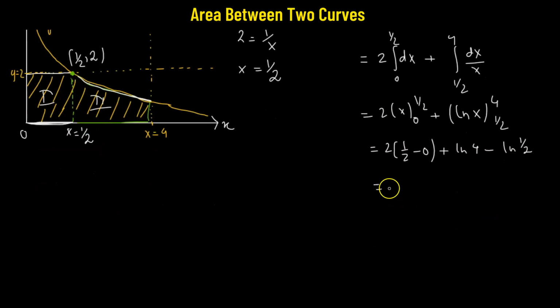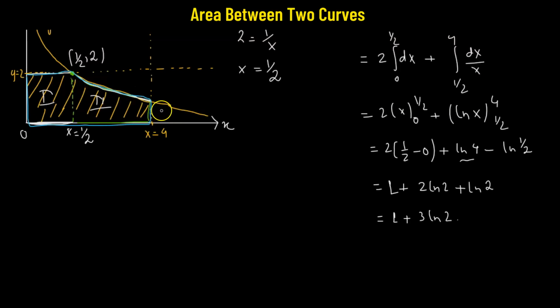which is equal to 1 plus natural log of 4, which is simply 2 times natural log of 2. We have used the property that 4 is 2 squared, so we have brought the 2 to the front. Minus natural log of half, so this becomes positive natural log of 2. So this gives us 1 plus 3 times log of 2. So this is going to be the area of this shaded region.